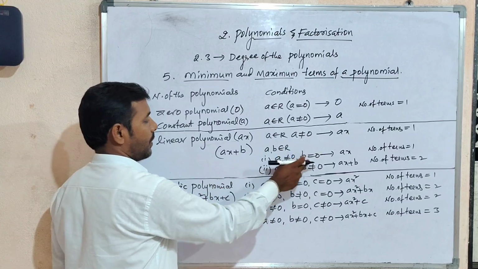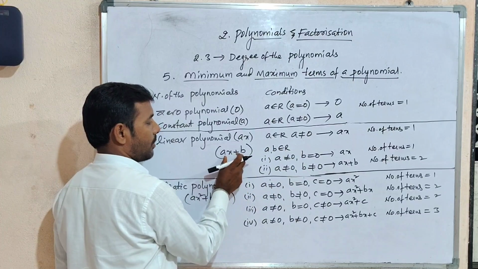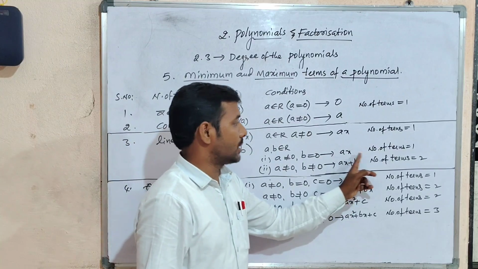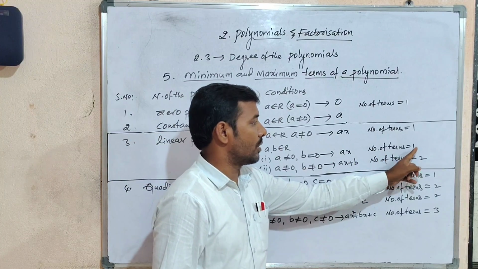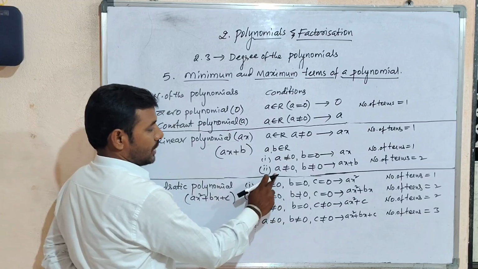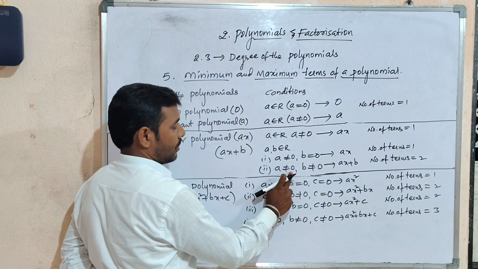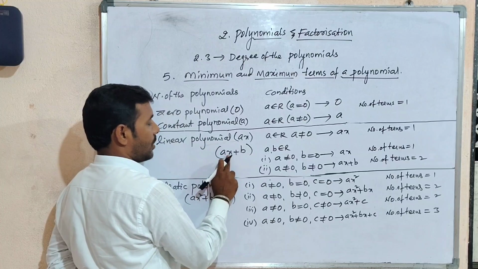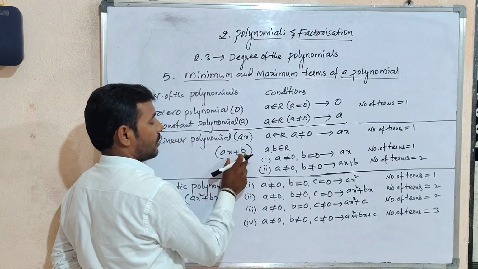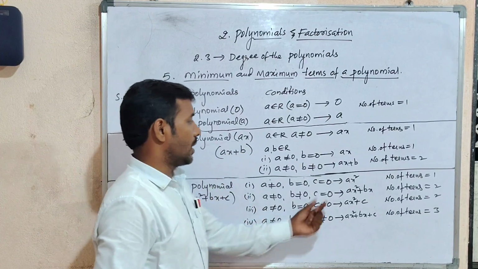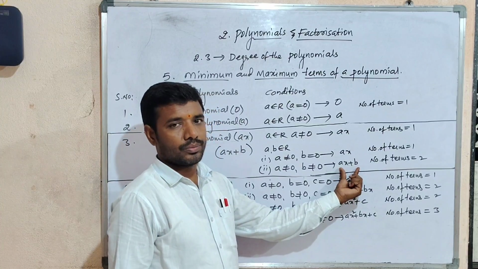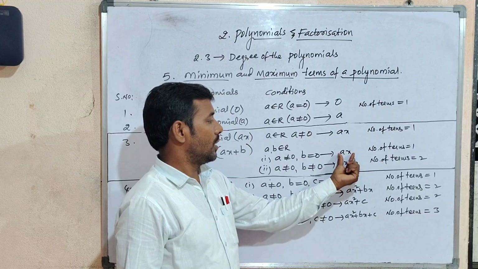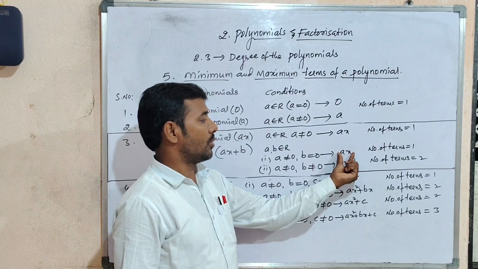While substituting b value as 0, then what will happen, tell me? You will get Ax only, no? In that Ax, how many terms are there? Number of terms, 1 only. One more case: a not equal to 0, b not equal to 0. Through that, you will get Ax plus b only, no? So this is one of the linear polynomials. This is also one of the linear polynomials.